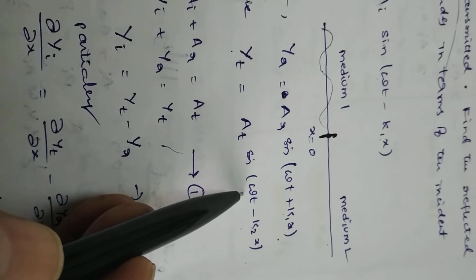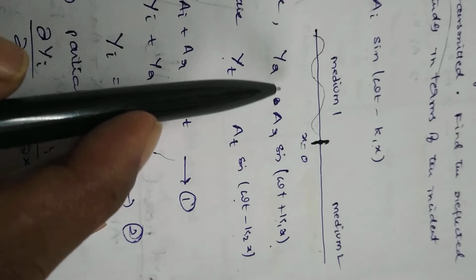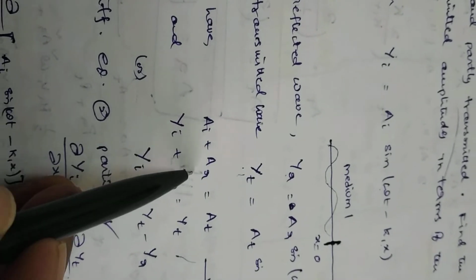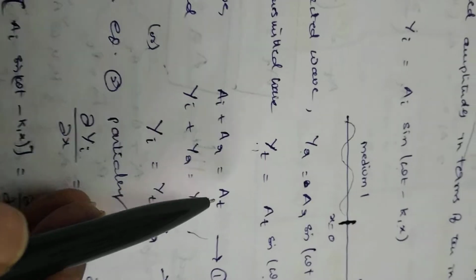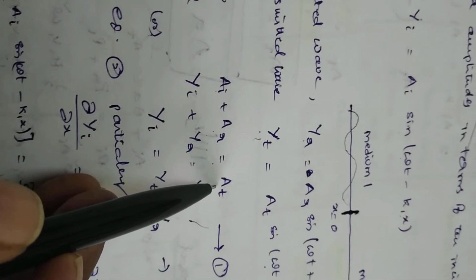Omega is equal to 2πf. Frequency remaining constant means omega remains constant in both the media. For the reflected wave, this is the formula, and for the transmitted wave, this is the formula. Again, at the boundary, we have Ai + Ar = At. The sum of the amplitudes of the incident and reflected wave is equal to the amplitude of the transmitted wave.